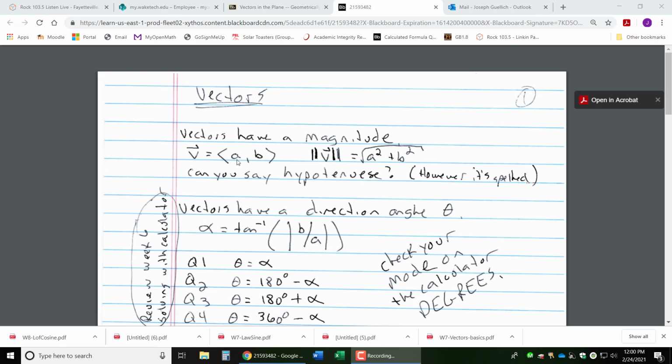The pointy brackets A and B in this form is called component form, and it basically represents a vector that started at the origin and ends at the point AB. But as a vector, it's the pointy brackets like that. A little bit to the right again, you see the double vertical bar.